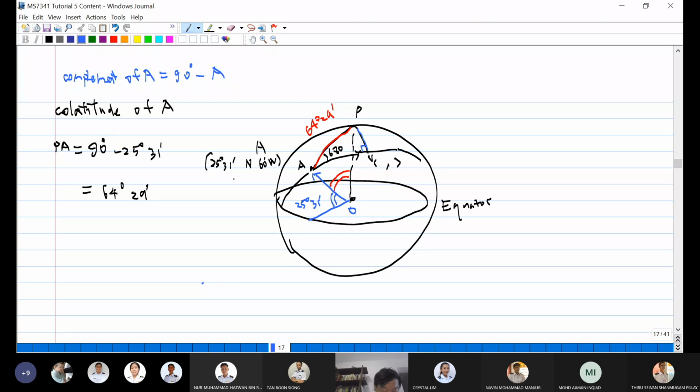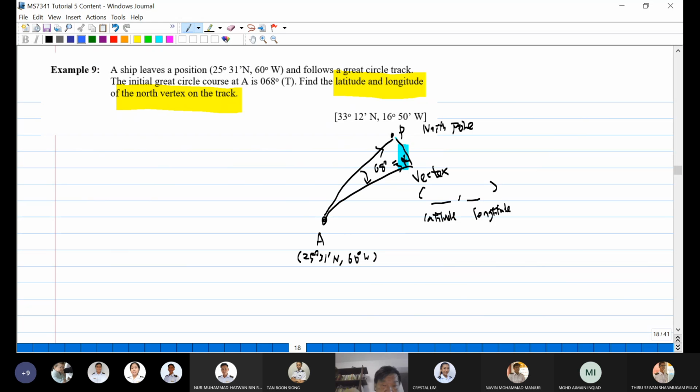Okay, now I know PA. So PA is actually right here. Calculation: PA is 90 degrees minus 25 degrees 31 minutes. You find that it's 64 degrees 29 minutes for PA. So this is 64 degrees 29 minutes, PA.